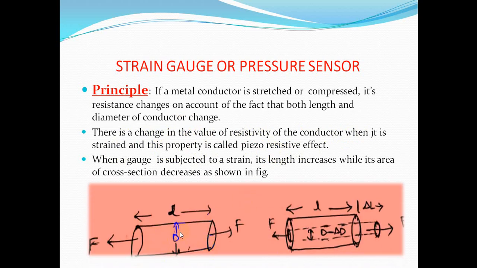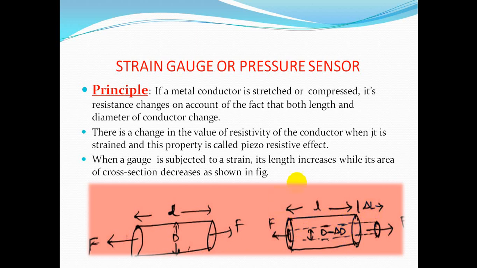Come to this diagram. This is a conductor. This conductor is stretched using some pressure, nothing but some force. Initially the length of the conductor is L and the diameter of the conductor is D. If it is stretched or compressed, both the length and diameter change. The length is increased by delta L and the diameter is decreased by delta D.